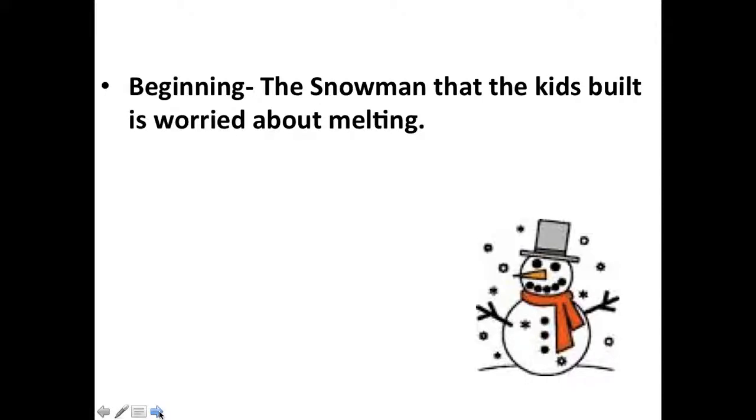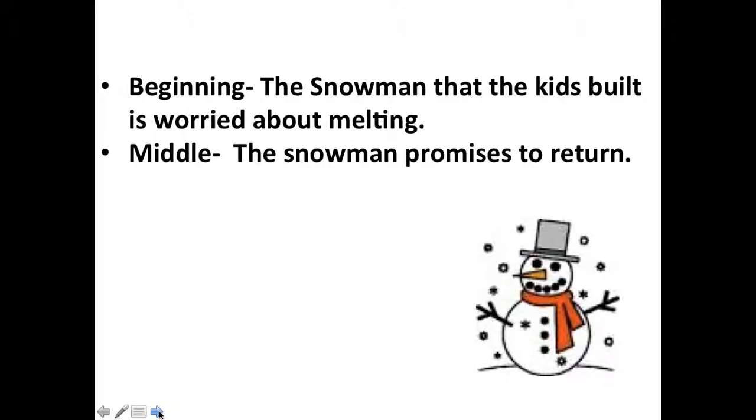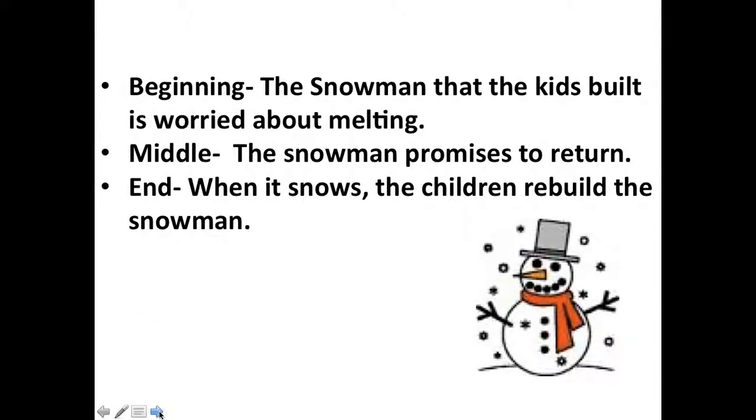Okay, so I thought in the beginning that the main idea of the beginning two stanzas was that the snowman that the kids built is worried about melting. In the middle, the snowman promises to return because he is melting. Okay, and at the end, I said when it snows, the children rebuild the snowman. This is a good summary.